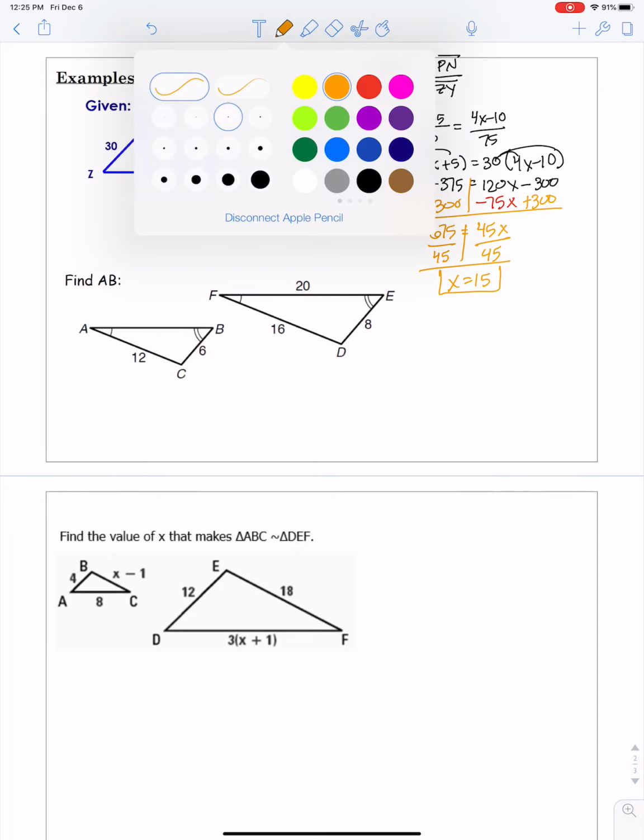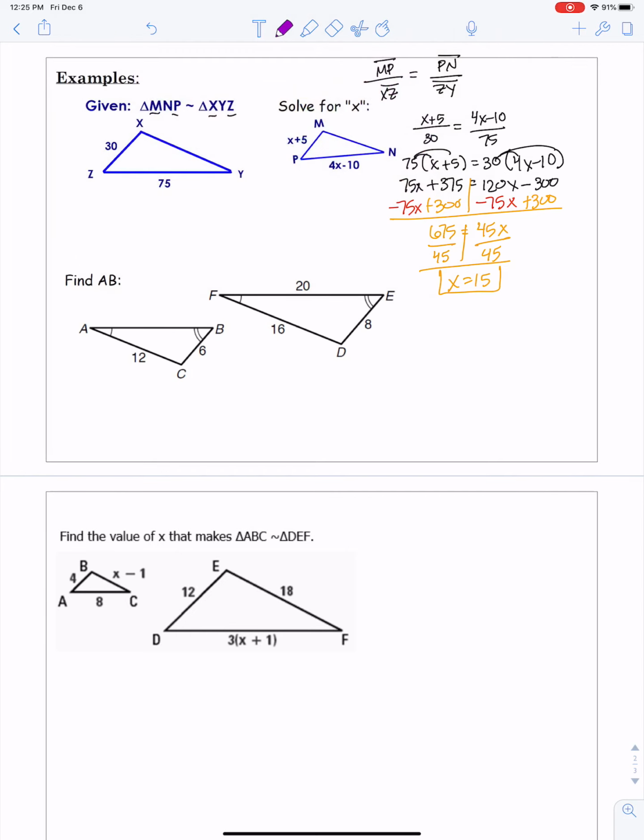For the second problem down here, I'm going to change colors so we don't get our work mixed up. They're asking you to find AB, which is this piece right here, corresponding to this segment FE. So in this case, we could use the corresponding sides ED and BC, or we could use FD and AC. I'm going to use ED and BC just because the numbers are smaller. So I'm going to say 6 over 8 is equal to x over 20.